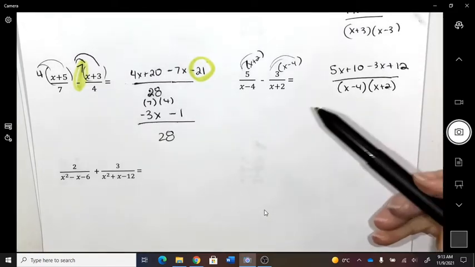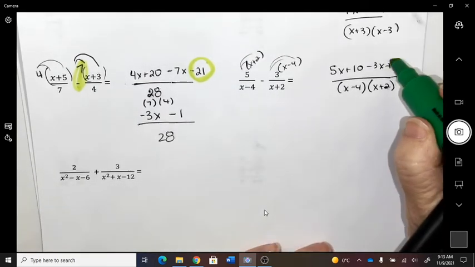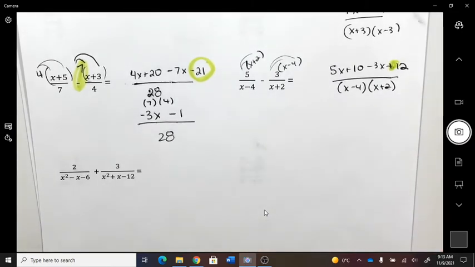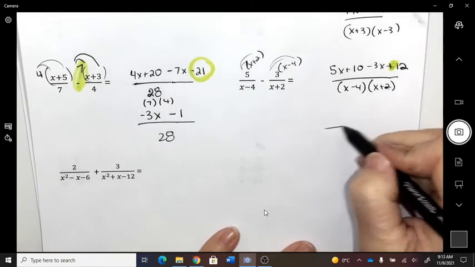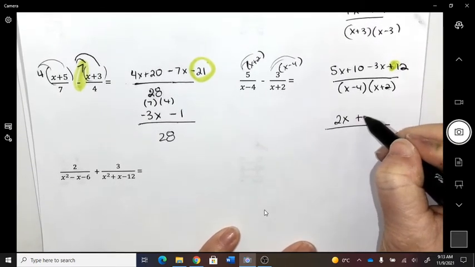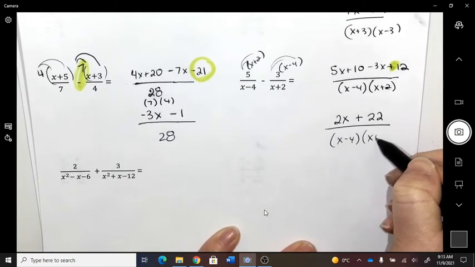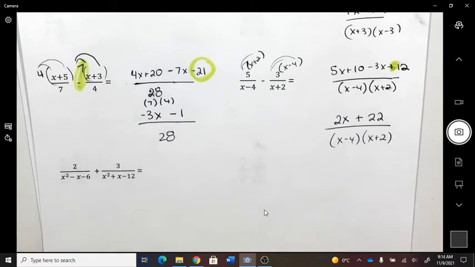Okay, so the first one was the 5x plus 10. And then you should have a subtract 3x plus 12. Okay, so I feel like this is, again, kind of the tricky spot where I get some mistakes. The plus 12 there. Okay, what's your final? So you have a 2x plus 22 over that common denominator.